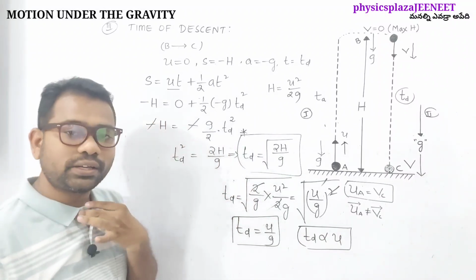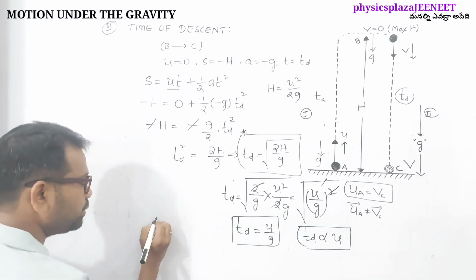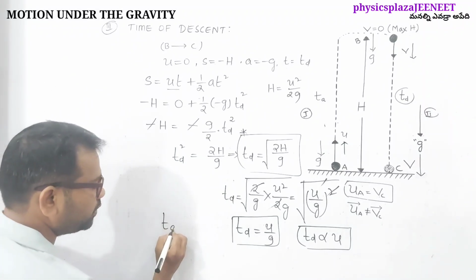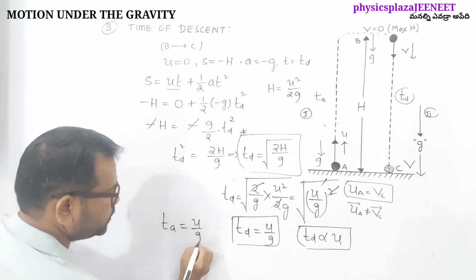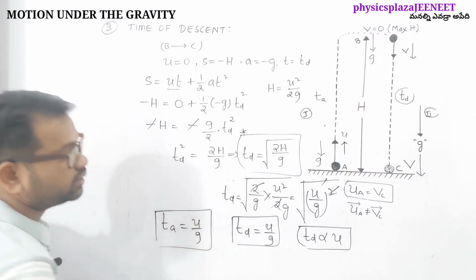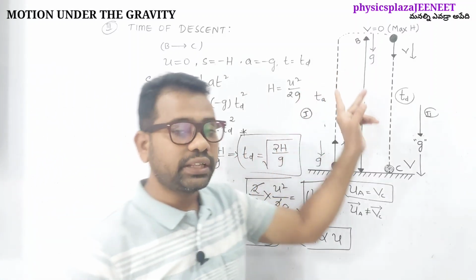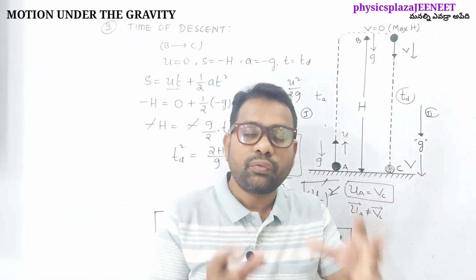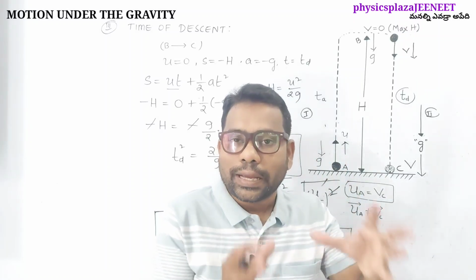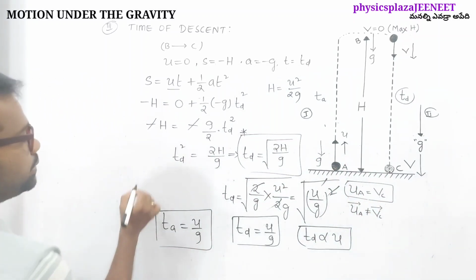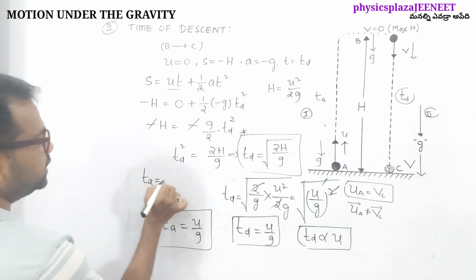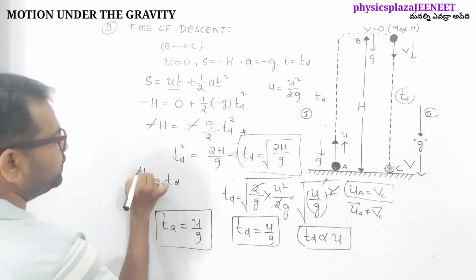And here you may get surprised. Already we got time of ascent is equal to u by g. So which means what, children? As we neglected the air friction, whenever we neglect the air friction, time of ascent is equal to the time of descent. Time of ascent is equal to the time of descent.